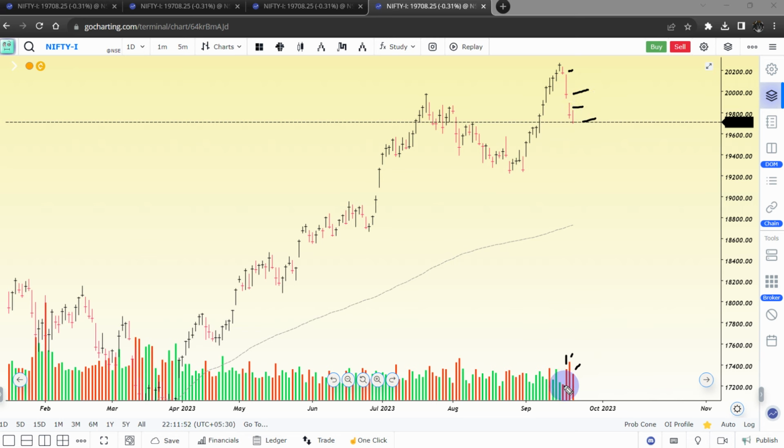Now the first close below the up bar over here was a lower volume bar. So at this point we didn't know that it was going to fall that much, but every move thereafter has had a pickup in volume and the close has been lower than the previous bar.